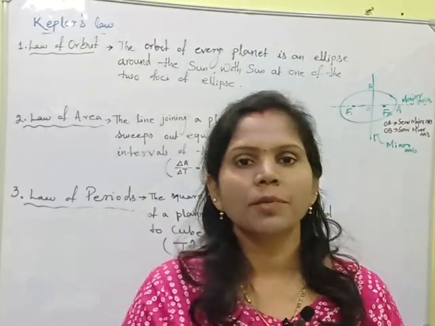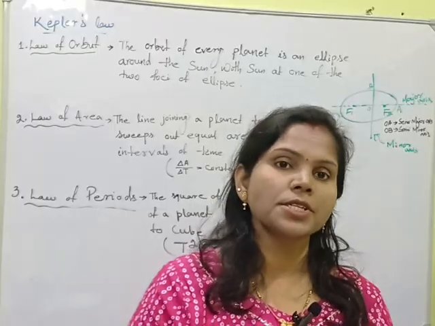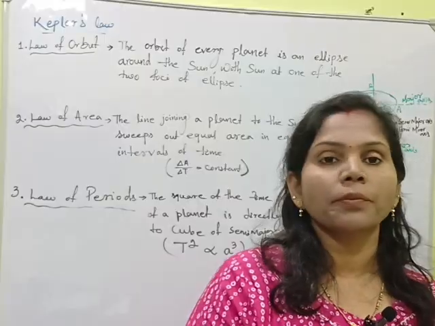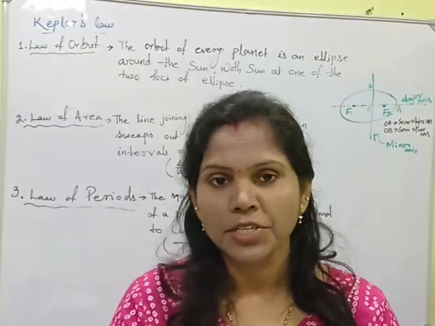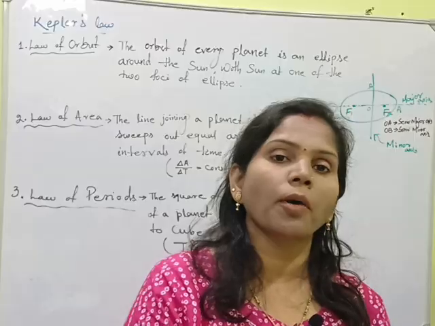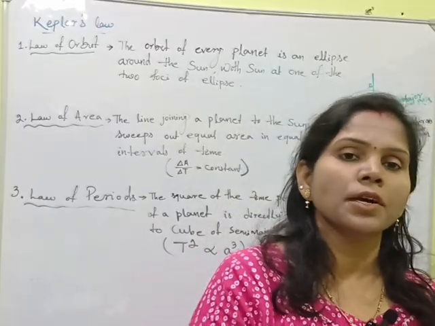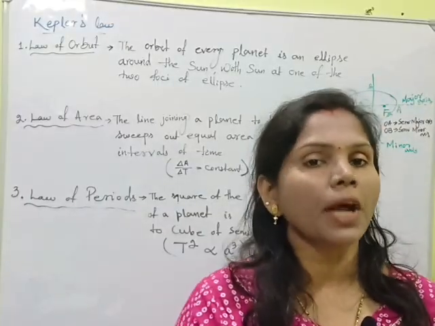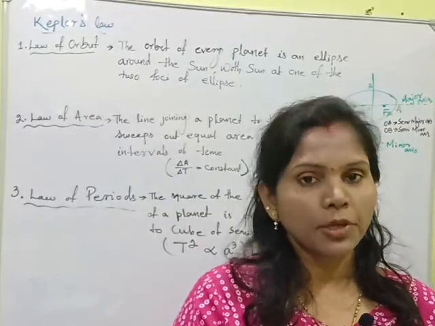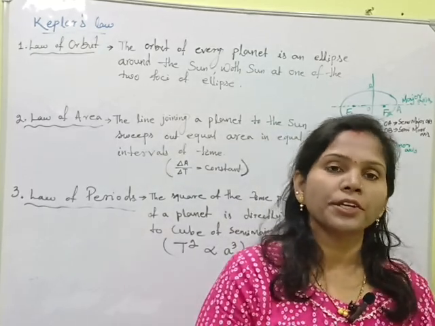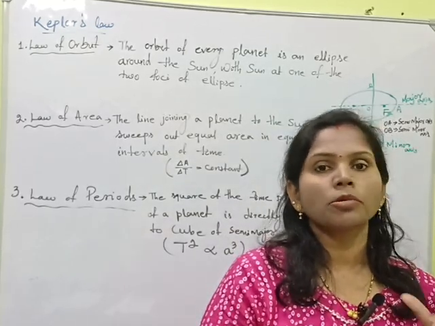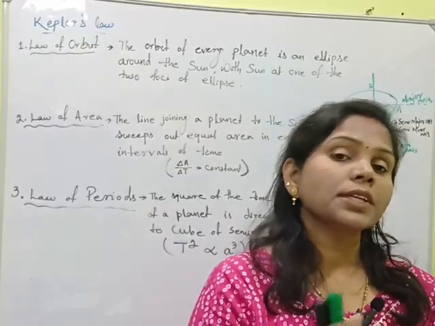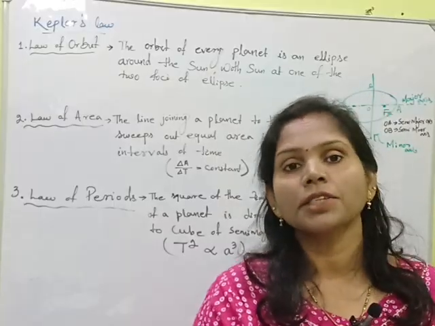Today we are going to discuss Kepler's laws from the Gravitation chapter of class 11 physics. In gravitation, the most important topic is the universal law of gravitation. But before discussing it, we have to discuss Kepler's laws, because the universal law of gravitation is based on Kepler's laws. Kepler's laws of planetary motion are three different laws. The first law is about the orbit, the second law is about the area, and the third law is about the time.